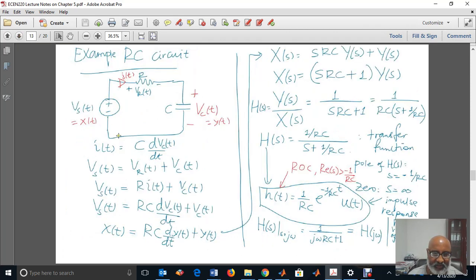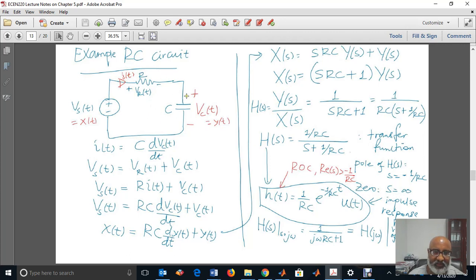Now let's see this simple example. This RC circuit. We did this example before for the frequency response. Now let's try to find the transfer function using the Laplace transform. This is a simple RC circuit. The input voltage is Vs of t. Let's call it x of t. And the output voltage is Vc of t. Let's call it y of t. Now this is the current.